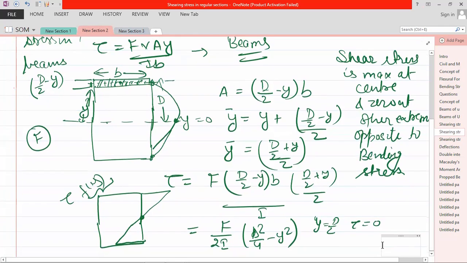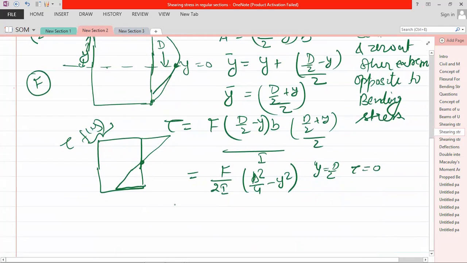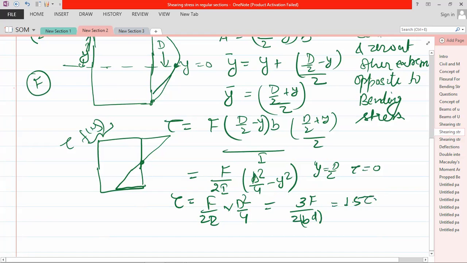Now, what is the maximum shear stress in a rectangular section? If we put y equal to 0, it is F by 2I into d square by 4. Now, if I put I equal to b d cube by 12, then it will come 3F by 2bd. And you know b into d is area. So it is 1.5 times tau average. Tau average means F by bd is the average shear stress. So that means tau max is equal to 1.5 times tau average.